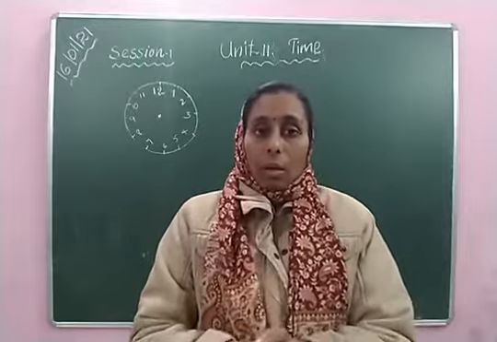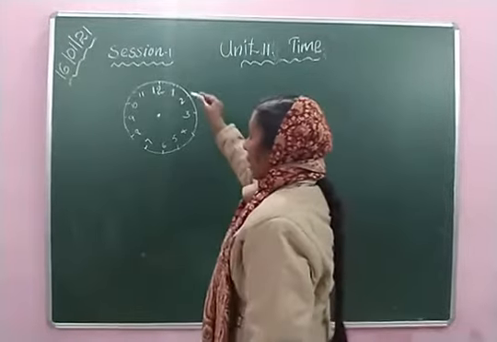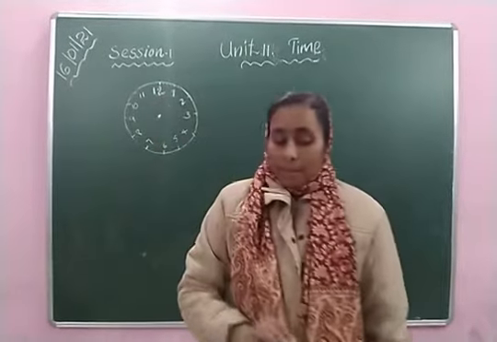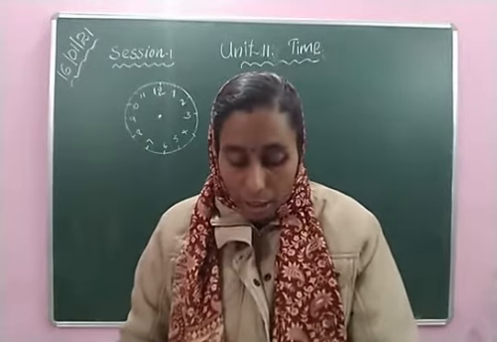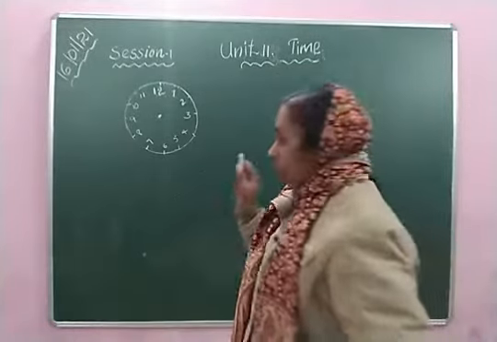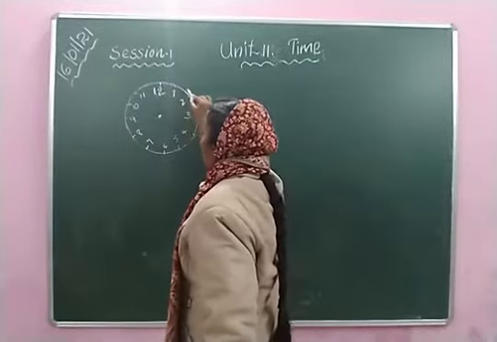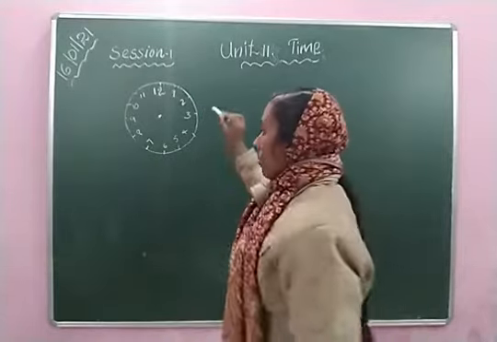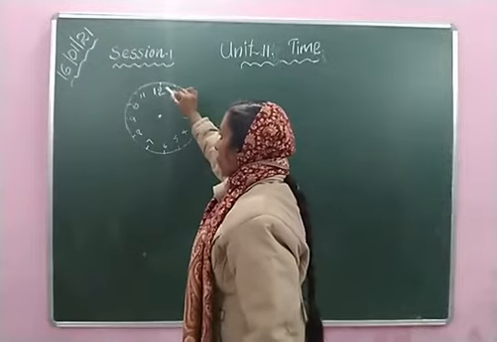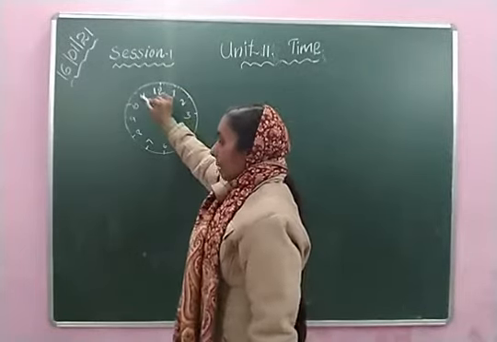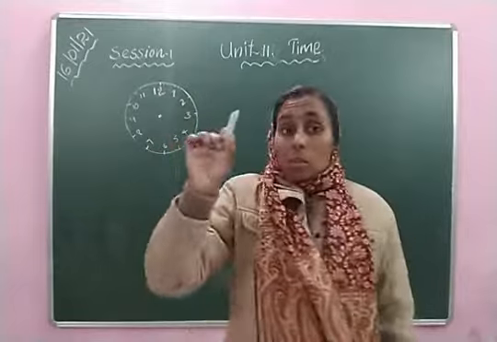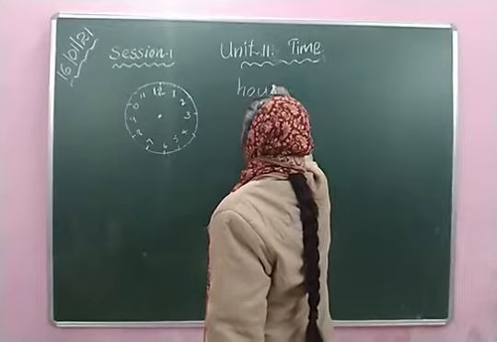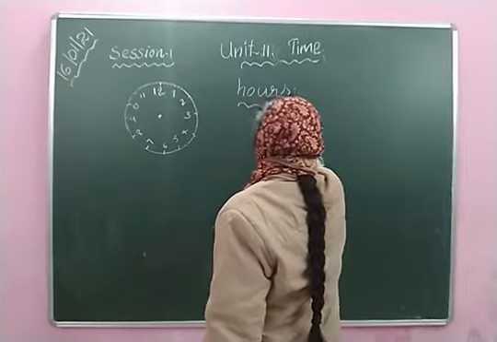If we see the clock, we know that the clock is divided into 12 equal parts. A clock is divided into 12 equal parts. Each part is called an hour. H-O-U-R-S, hours. Each part is called an hour.